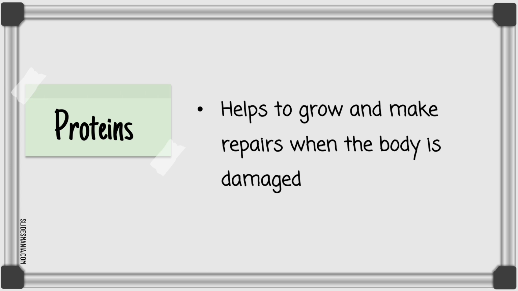And next is proteins. This helps to grow and make repairs when the body is damaged. Now, in the beginning itself, I told you when you fall down and you have a broken bone, it repairs on its own. So what do we need for that? We need proteins. And also, sometimes you get deep cuts. The skin repairs on its own. So this is the nutrient which helps you to make the repairs required for the body.